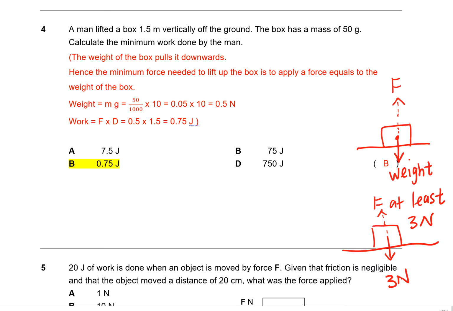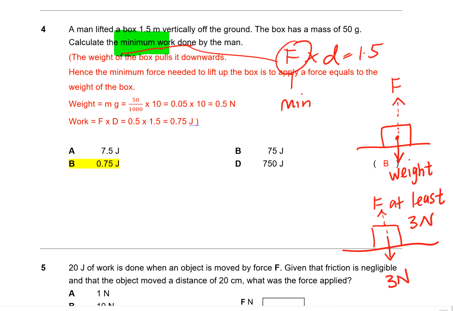And if you read the question carefully, I want you to note this word minimum. So the minimum work done. Now, there's nothing to stop you from applying a force which is bigger than the weight. But since they want the minimum work done, the work done is force times distance, right? And the distance is already fixed, it is 1.5. And since it's the minimum work done, this force has to be the minimum force that you need to apply. So therefore, it will be equal to the weight of the box.